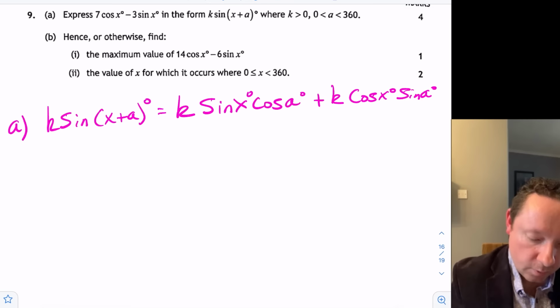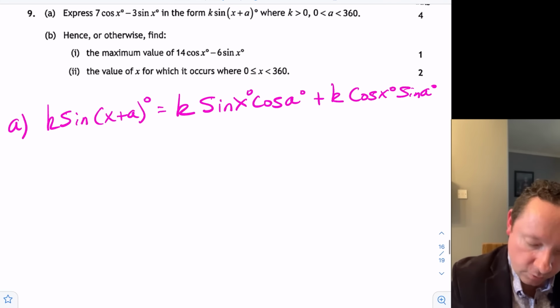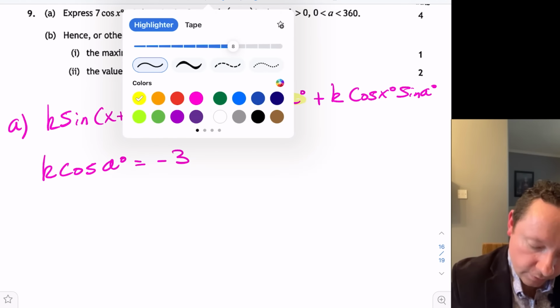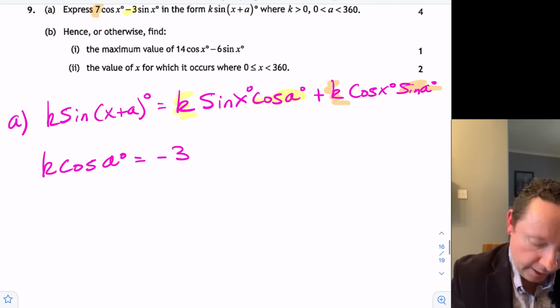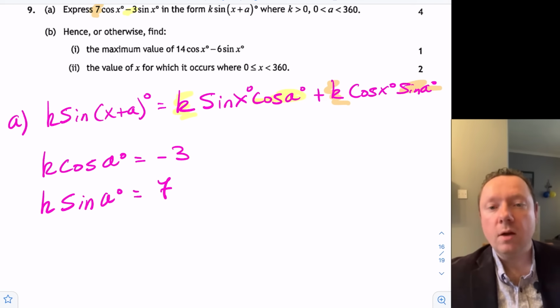So looking at, if I highlight this, what's in front of sin x? I've got k cos a, and what's in front of sin x in our question? Minus 3, so I can say that k cos a equals minus 3. Similarly, using a different colour highlighter for clarity, in front of cos x is k sin a, and in front of cos x in our question is just the number 7, so I can say that k sin a equals 7.